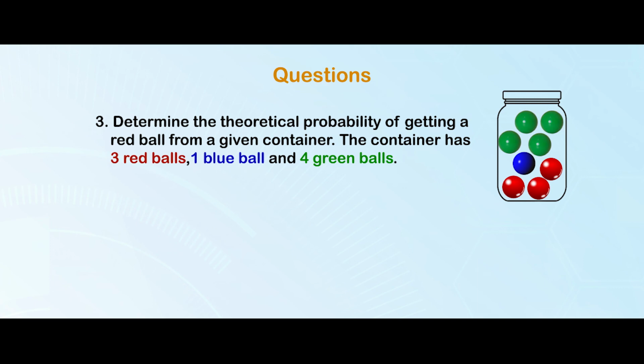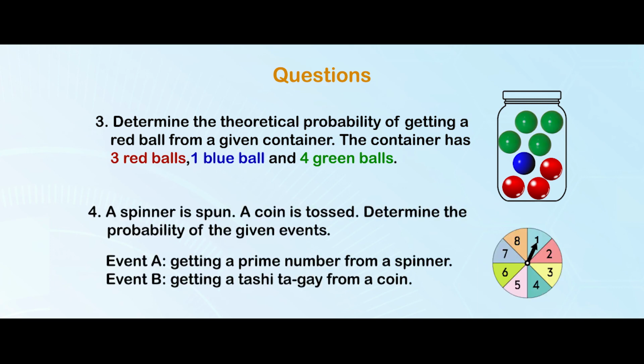The fourth question is, a spinner is spun, a coin is tossed. Determine the probability of the given events. The events are getting a prime number from a spinner and a tashitake from a coin.